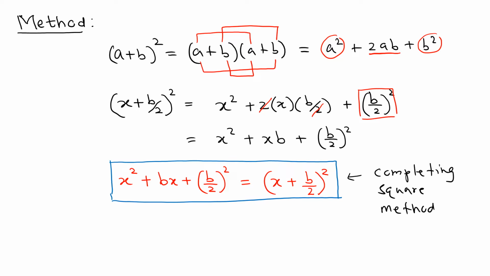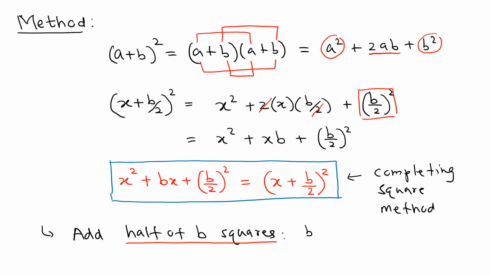So this is what we need to remember. What we did was we add half of the coefficient of x, or what we can say half of b, squared. So that's what we add. This is simply b over 2, that's half of b, and then we square that. So that is the special term that we need to add every time to make it a complete square. That's the only theory part.